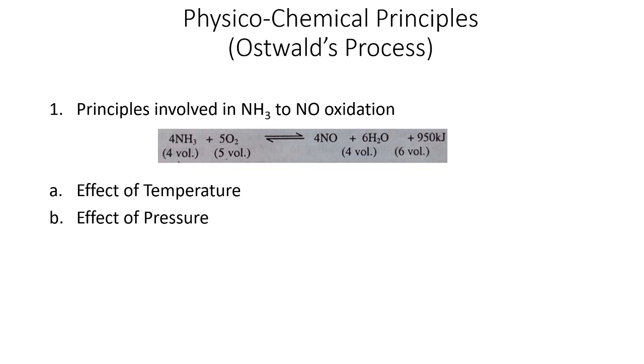Okay, so a very important point is that the two factors, the effect of temperature and the effect of pressure, were discussed. Now in the next lecture we'll discuss the rest of the physico-chemical principles involved in the Ostwald process. So we'll stop here and we'll meet next time. Thank you.